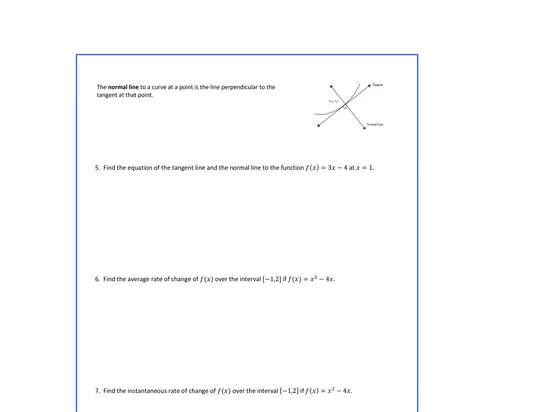A normal line is just another name for a perpendicular line. If you remember from, I guess, algebra, if we had perpendicular lines, remember the slopes are negative reciprocals, okay? So normal line is just a perpendicular line. So find the equation of a tangent line and normal line.